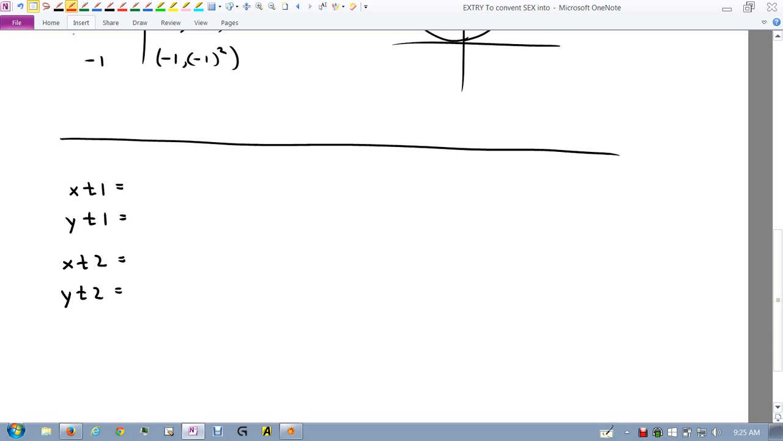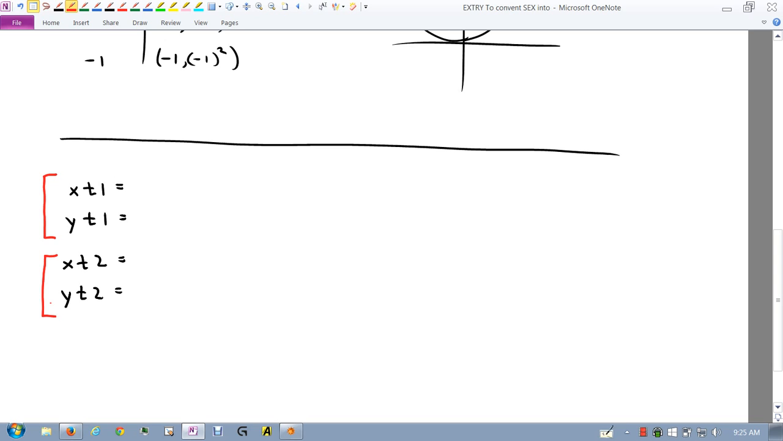These are groups of input. xt1, yt1 is asking you to give the parametric equations for the first graph. That's why it's 1. If you want to graph a second graph, you could do 2, and then the third, if you want to do a third graph. So it's asking for the x and the y, and it's important that these are given as functions of t.